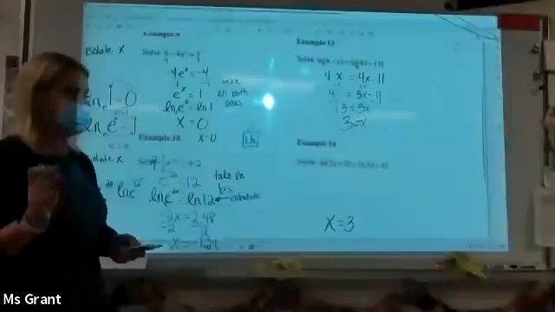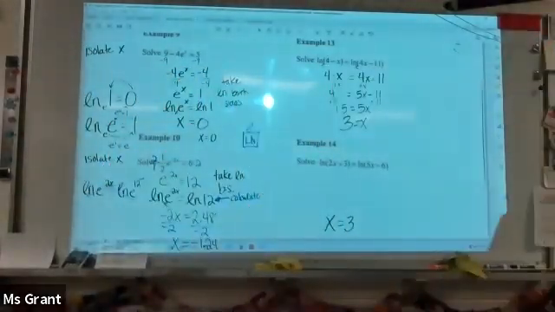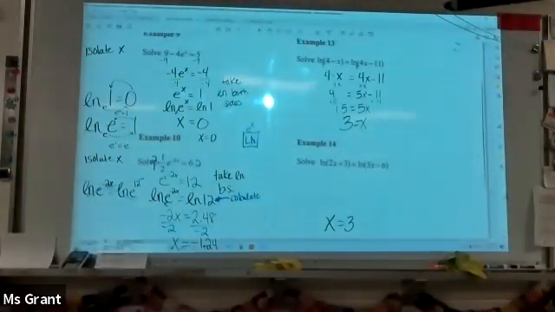Okay. I need to go to the next example, which is 18. Can you flip the page or turn the page or get to 18, however that is for you?